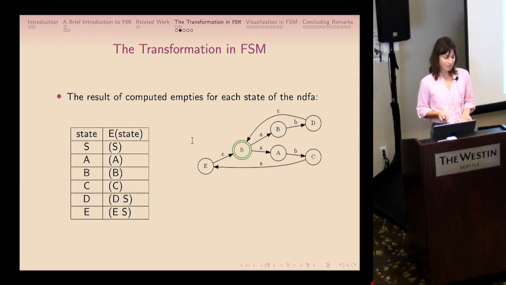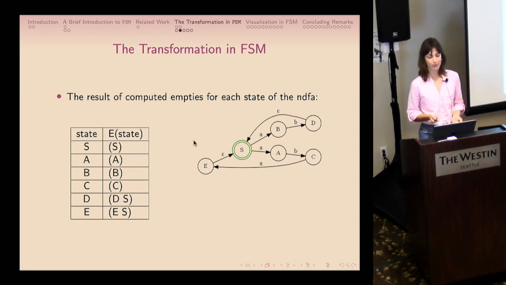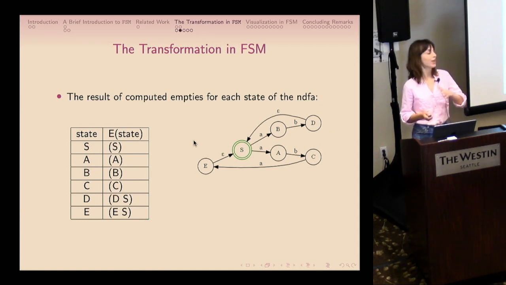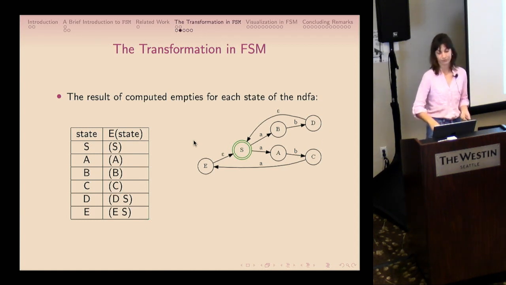So we're going to start with S, for example. There's my pointer. So S, consuming no input, can only stay in S, so we're going to note that as empties of S. But for example, D, when consuming no input, can either stay in D or go to S. So empties of D are D and S. And we're going to do that for all the states in the NDFA.